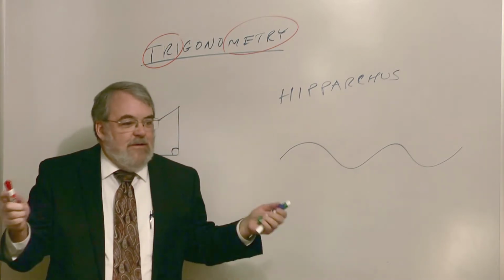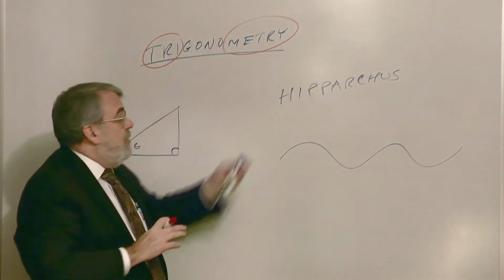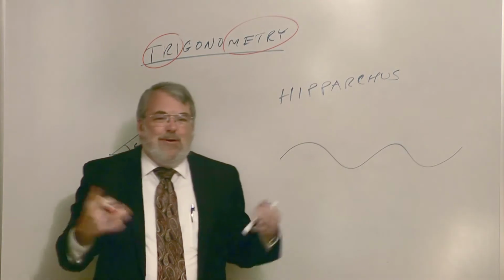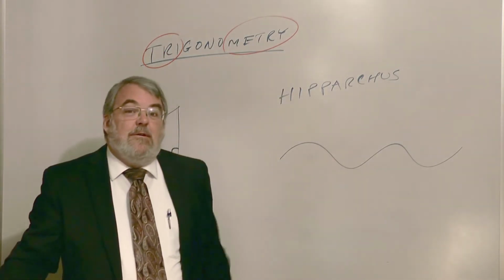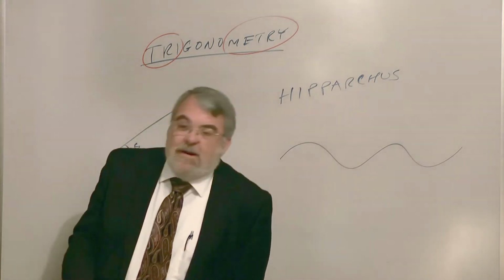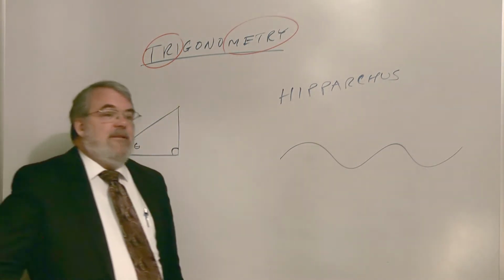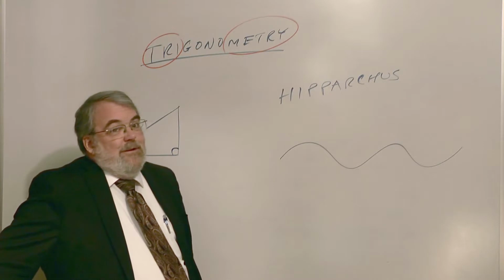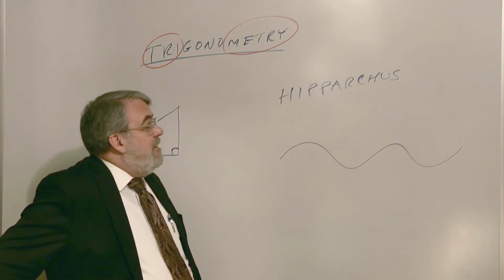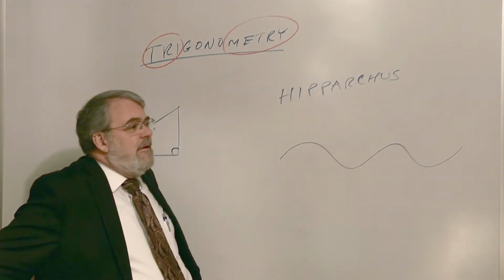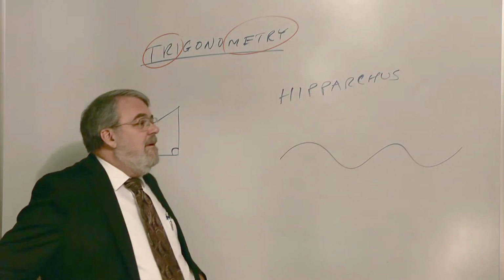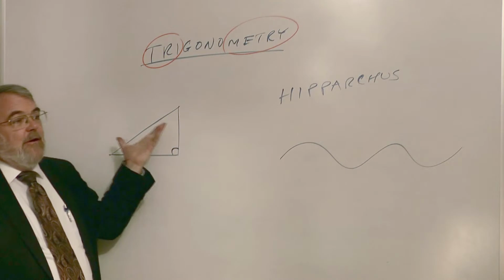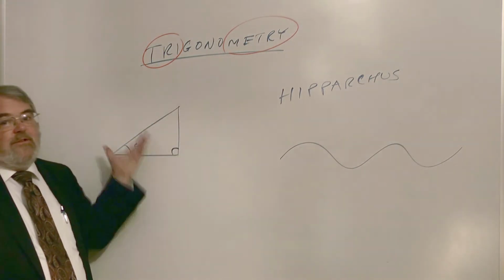So anyway, I once had a student ask me, was Hipparchus a student of Euclid? Euclid was the father of geometry. And it's kind of too bad that Euclid didn't know about trigonometry. But no, to my knowledge, they had nothing to do with each other. I think Hipparchus probably lived quite a bit after Euclid. But anyway, Hipparchus did get the ball rolling as far as analyzing angles and triangles, these relationships.